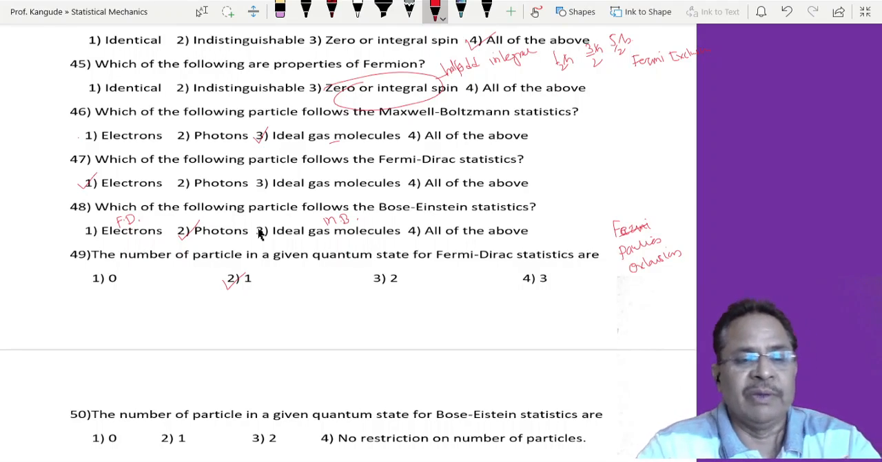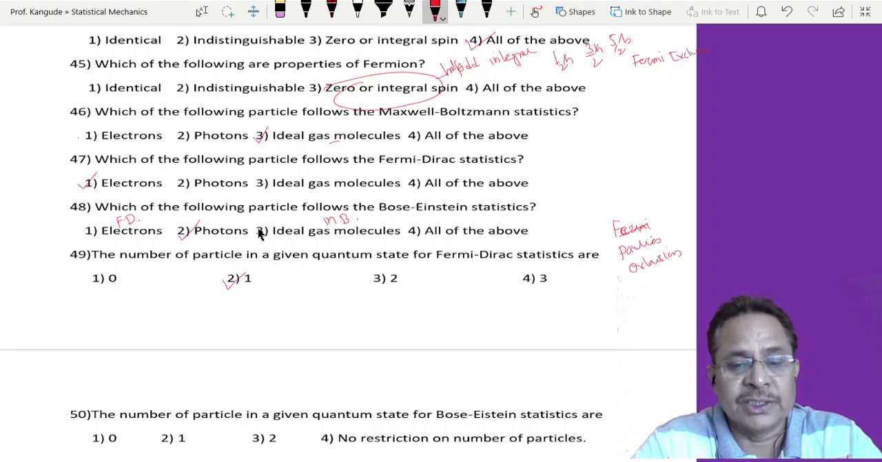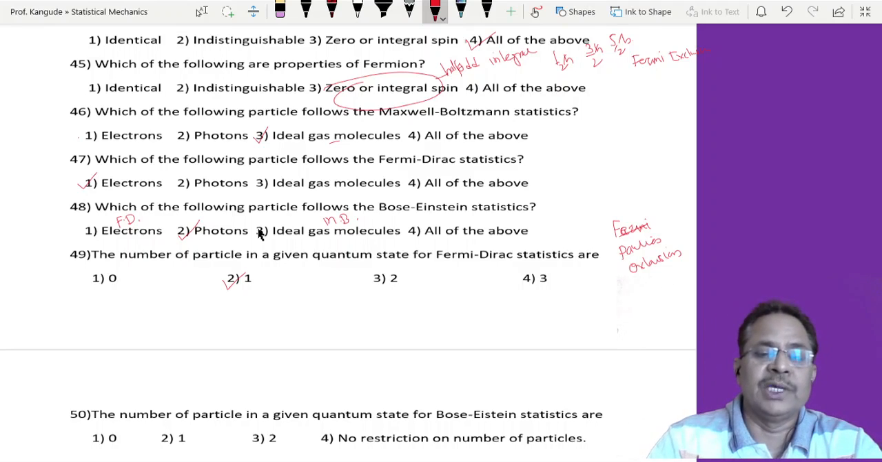And the last question, 50. The number of particles in a given quantum state for Bose-Einstein statistics is, as I said earlier, there is no restriction upon how many bosons can be accommodated in a single energy state, and that's why option 4 is the correct option for question number 50.